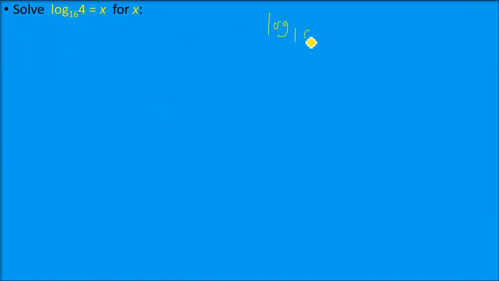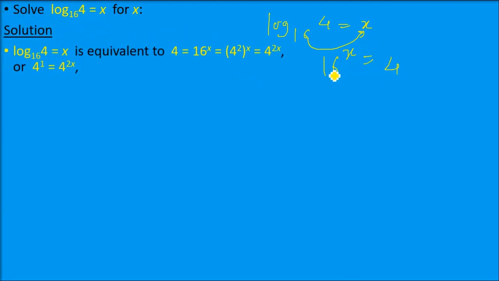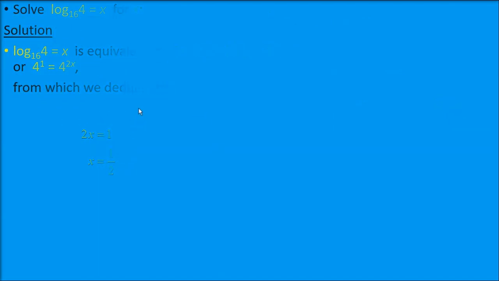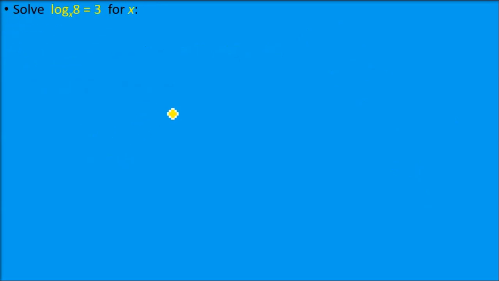Log base 16 of 4 equals x. What does it mean? 16 is the base, so 16 to the power x is 4. 16 can be written as 4 squared, so 4 to the power 2x equals 4 to the power 1. Now you can equate the powers: 2x equals 1, so x will be equal to half. So this is how the log is behaving, and now you know what the base is and what the power is.